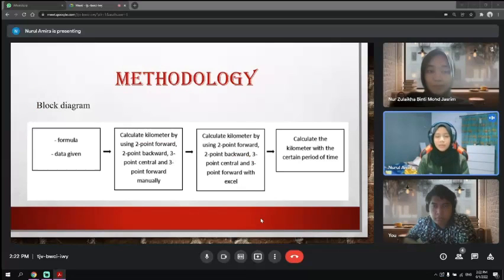For the next slide, I will pass to my team member. For the methodology, this is the block diagram of our process in the project. First block is formula and data given. Second, we calculate kilometer by using 2 point forward, 2 point backward, 3 point central, and 3 point forward manually. Third, we calculate kilometer using the same formulas in Excel software. And lastly, we calculate the kilometer with a certain period of time.